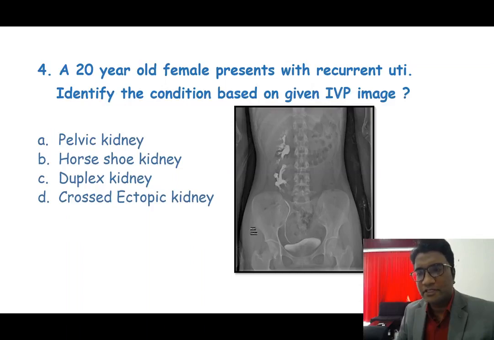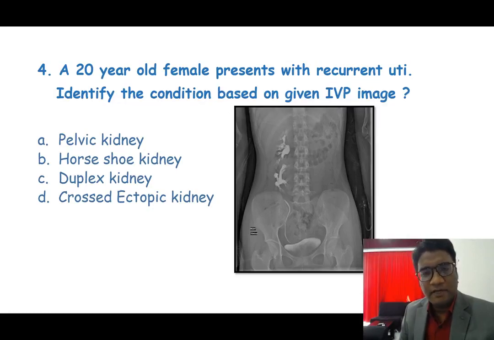Now this was an interesting question, and I've seen many students commit an error on this. Let us discuss this clearly. Now let's look at the image. The first one: a 20-year-old female presents with recurrent urinary tract infection. Identify the condition based on the given intravenous pyelography image.